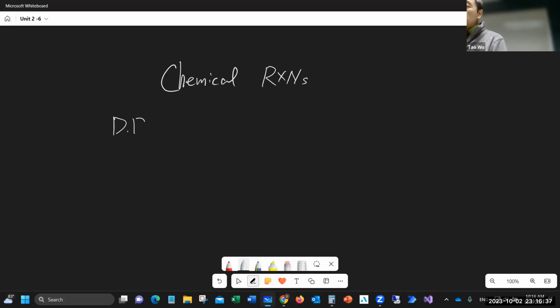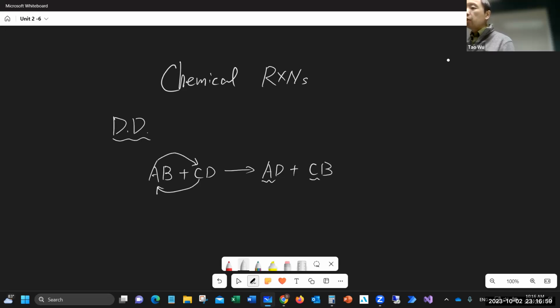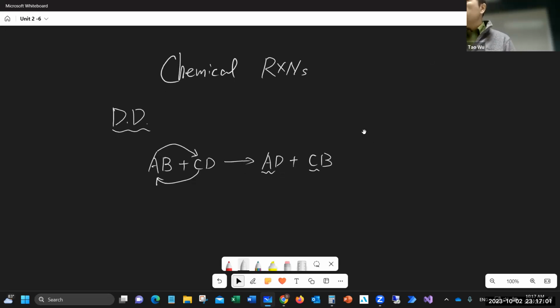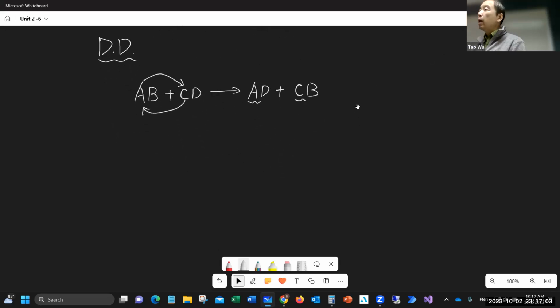So this is generally what when we talk about double displacement reaction, we know we have AB combined with CD, and then they're going for AD plus CB, right? So we know those are the two cations, they replaced the positions. But we did not do the practice of how to predict and write down the correct formulas.